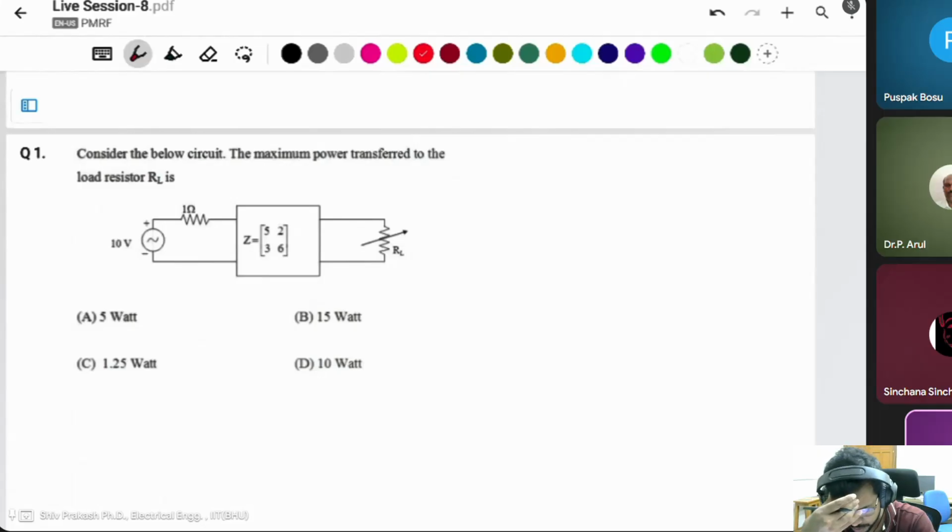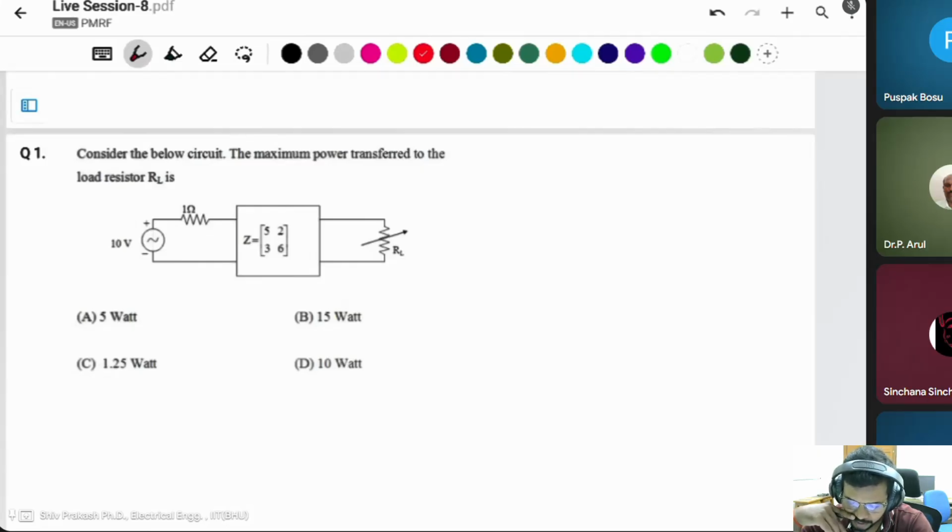Consider the below circuit. Find the maximum power transfer to the load resistance RL. There is a two-port network between the source and the load, and they are asking about the maximum power transfer to the load. The condition of maximum power transfer is simply that the load resistance RL should be equal to the source resistance.